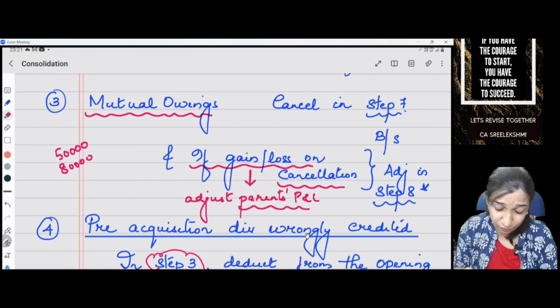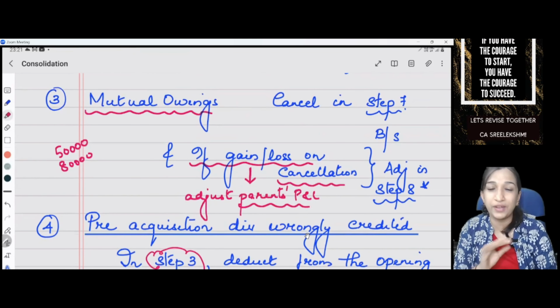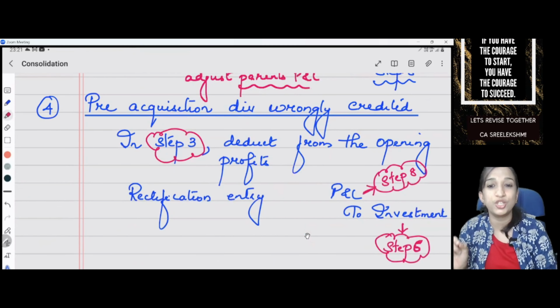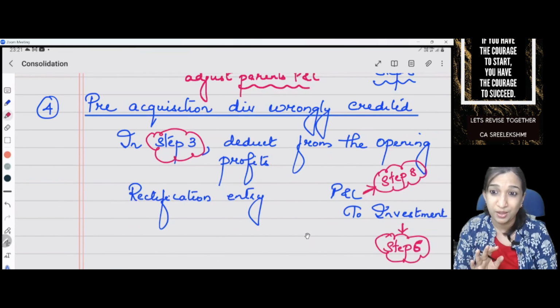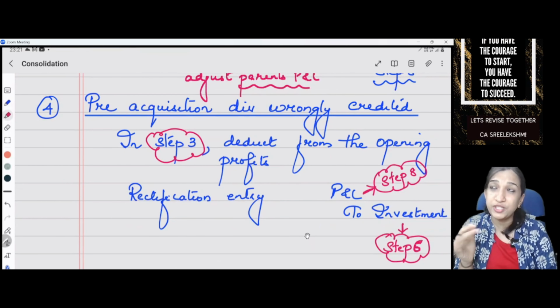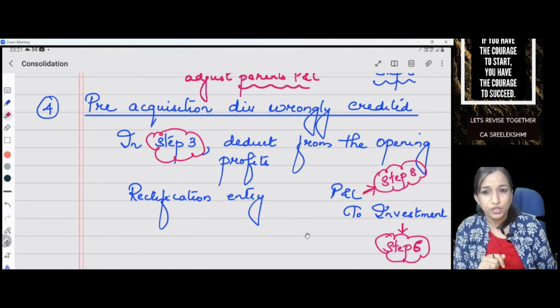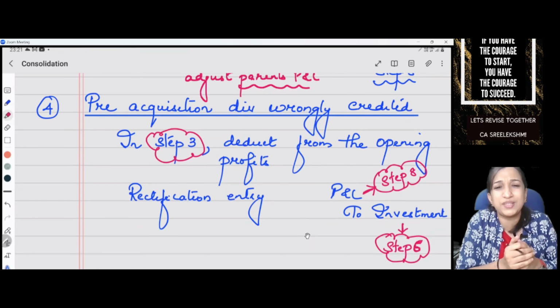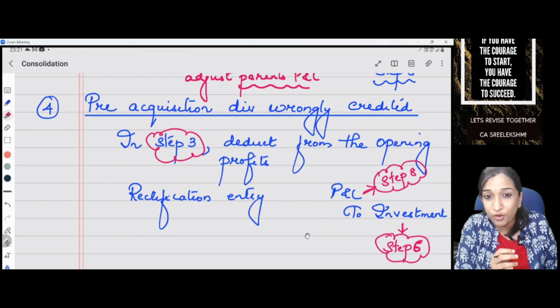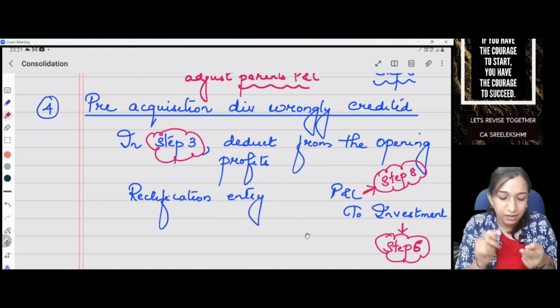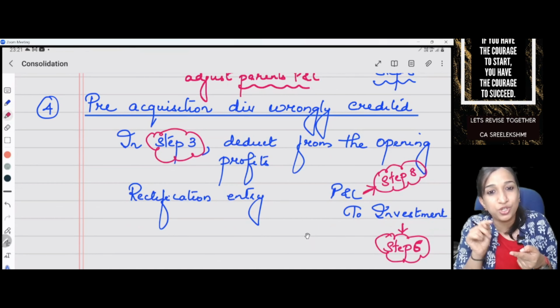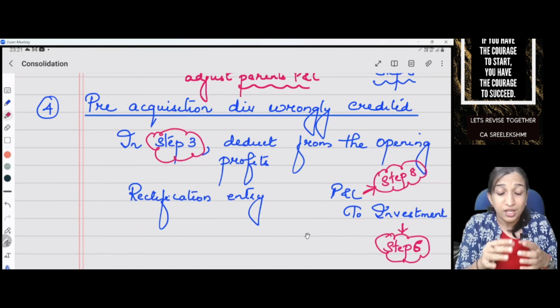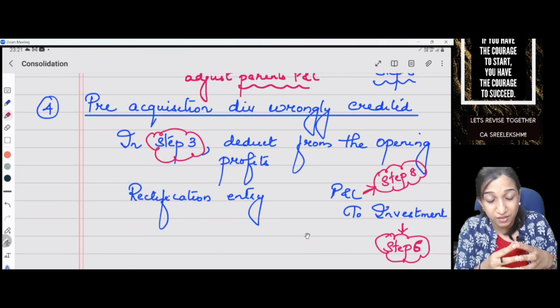Okay. Then, very important as well as very frequent: pre-acquisition dividend wrongly credited. That is, the subsidiary company declared a dividend out of pre-acquisition profits. So what is a pre-acquisition dividend? It is a dividend received for the pre-acquisition period. So what is the treatment of this pre-acquisition dividend?